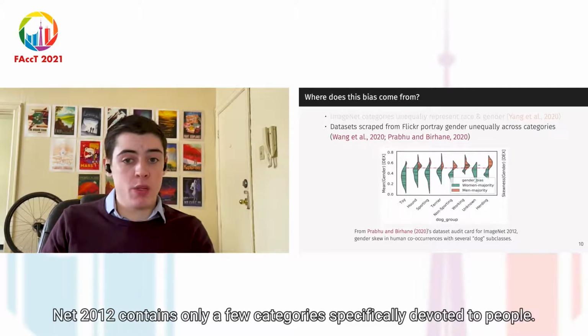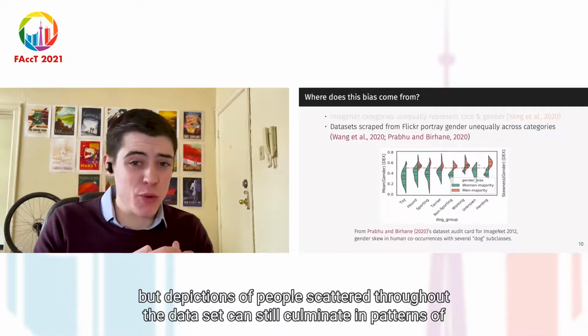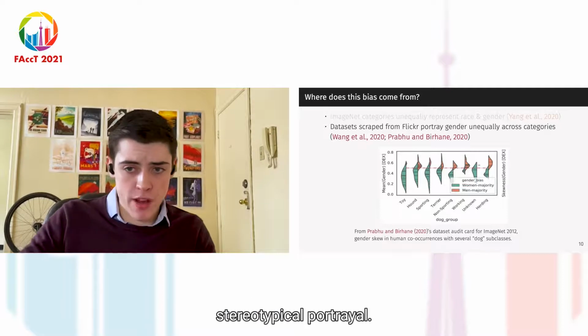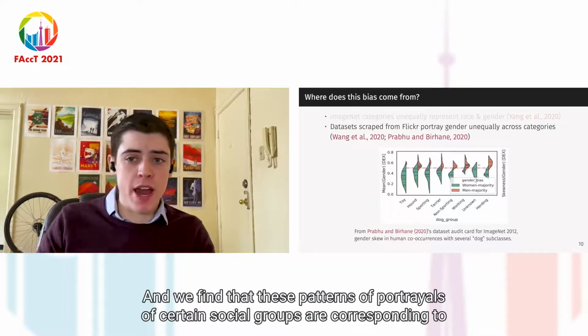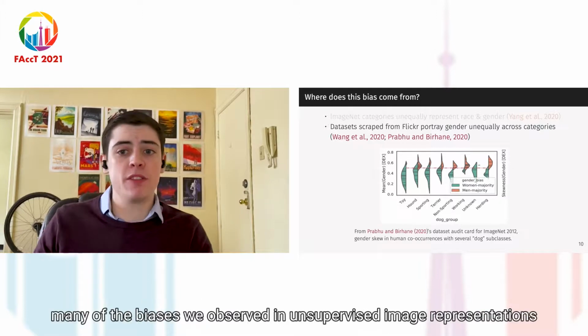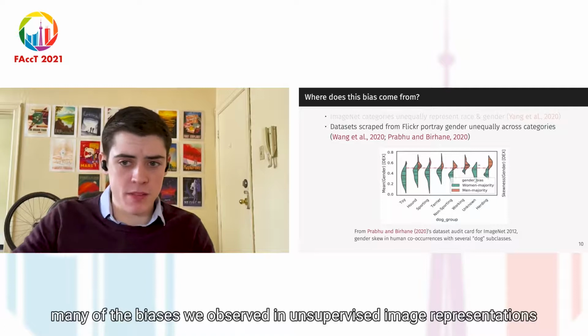ImageNet 2012 contains only a few categories specifically devoted to people, but depictions of people scattered throughout the dataset can still culminate in patterns of stereotypical portrayal. And we find that these patterns of portrayals of certain social groups correspond to many of the biases we observed in unsupervised image representations.